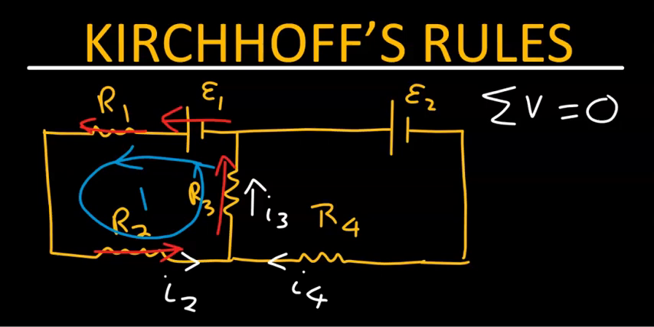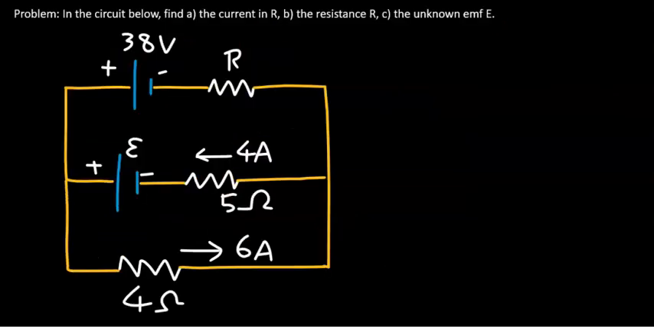Now let's get to the problems. Problem 1. In the circuit below, find the current in resistor R, the resistance of that resistor R, and the unknown EMF E. Let's first determine the current in that resistor R. The current through R is going like that. Let's denote it with the letter I.